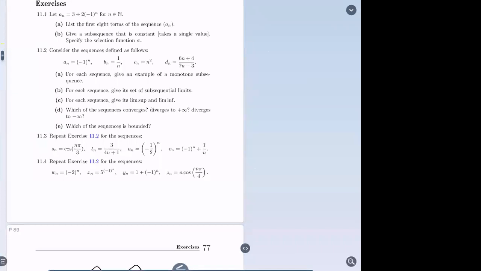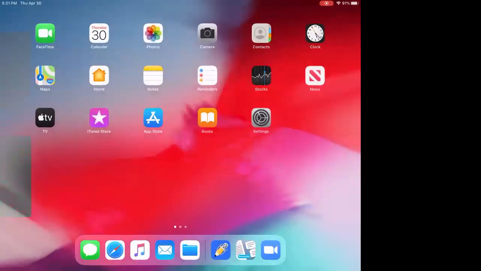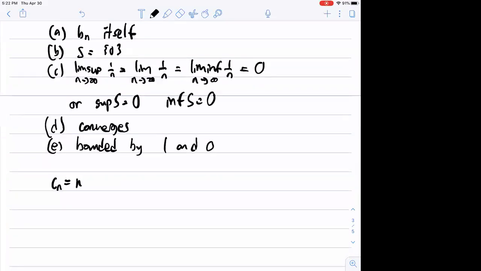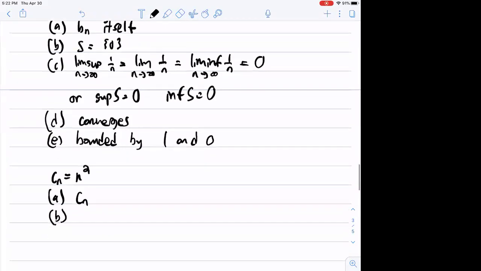So c_n is n squared. Let's do one more. Here I need a monotone subsequence. Just take c_n itself. N squared is certainly increasing for n a natural number. For part B, I need the set of subsequential limits. I'll let you check that S is just {+infinity}.